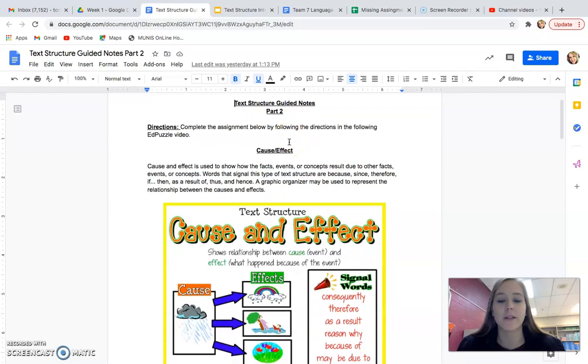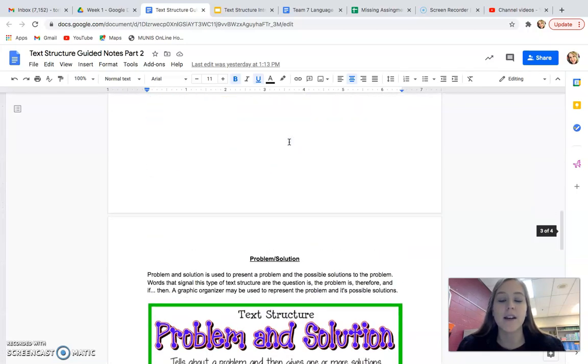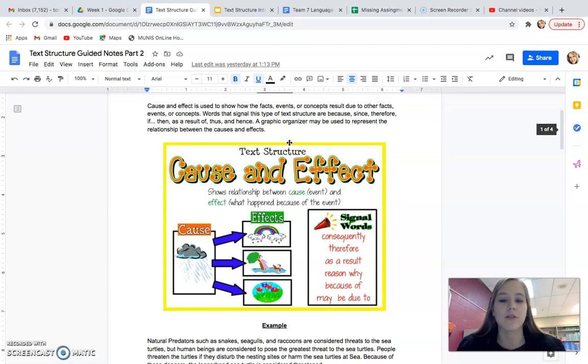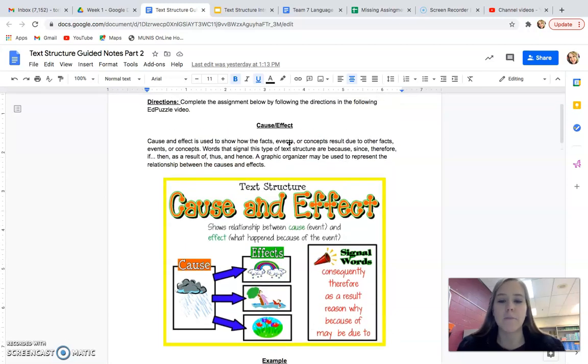Alright, as you can see up at the top, we are doing text structure part 2 today. Like I said, we're going to be talking about cause and effect, and also problem and solution. So let's dive in and get started. Cause and effect is used to show how the facts, events, or concepts result due to other facts, events, or concepts. That just means we're talking about how one thing leads to something else.